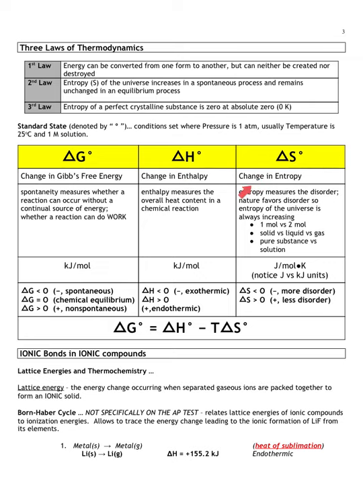Delta S is the change in entropy, so we're measuring disorder, and nature favors disorder. That's why entropy is always increasing in the universe in a spontaneous process. So the entropy of the universe is always increasing, of course, as we mentioned. And so how we discern how a reaction's entropy is increasing or decreasing is we know that 2 moles of anything is going to be greater than 1 mole. So there's more disorder in 2 moles than 1 mole.